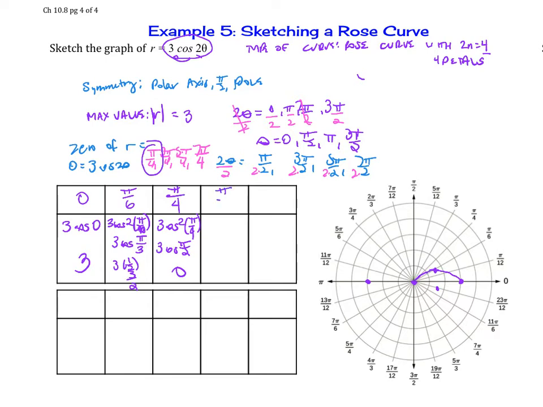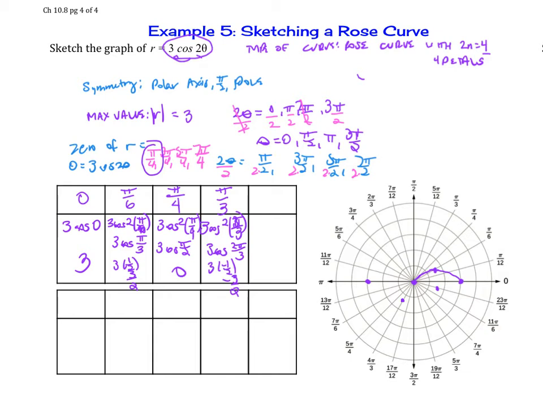Then let's choose pi over 3. So 3 cosine of 2 times pi over 3. We're looking at 3 cosine of 2 pi over 3. At 2 pi over 3, cosine is negative. So this is 3 times negative a half. So that's negative 3 halves. So at pi over 3, we're at negative 1.5. So we're actually down here in this quadrant here.